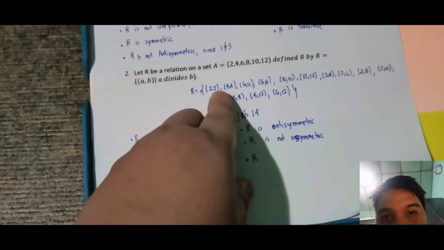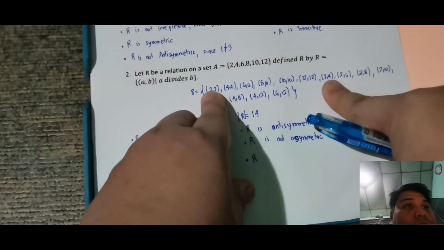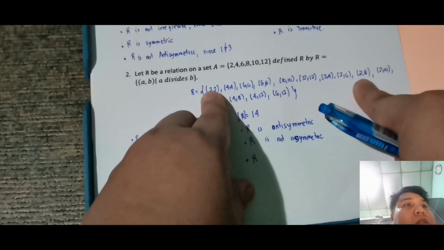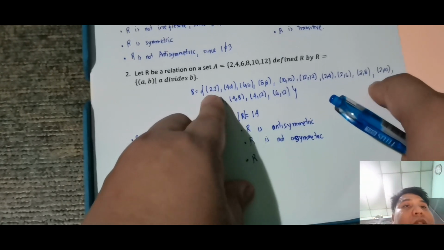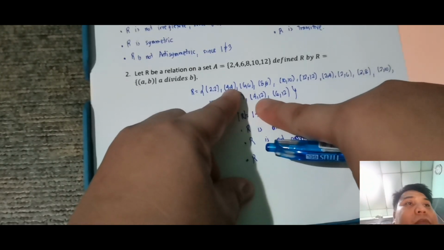(2,2) okay na yan. (2,4), (2,6), (2,8), (2,10). Okay. So pasok yan. (4,4), (4,12).